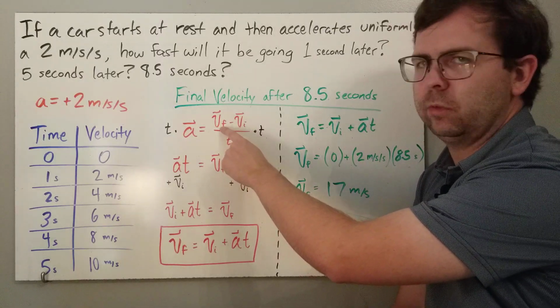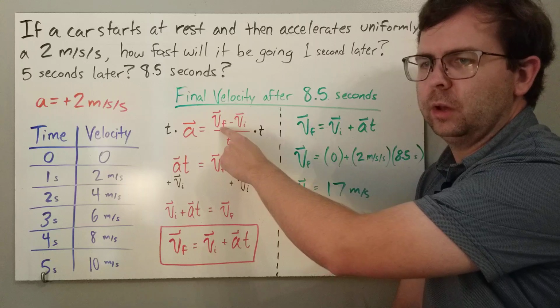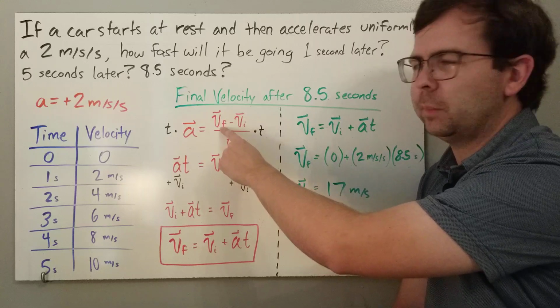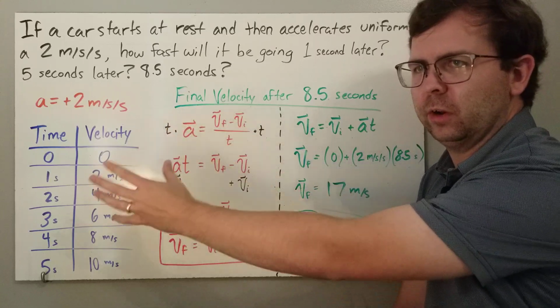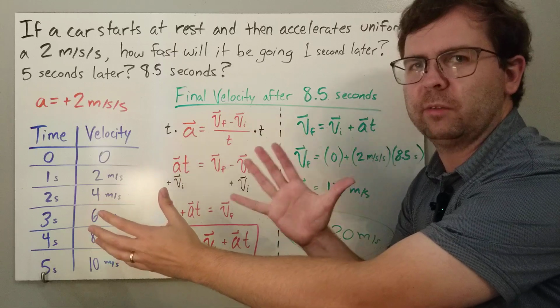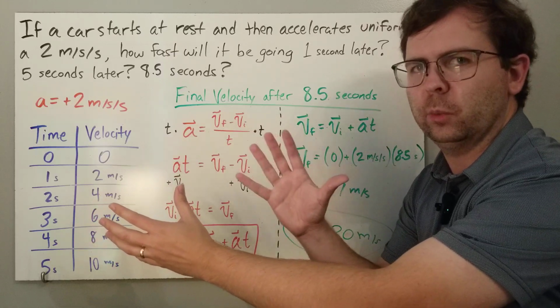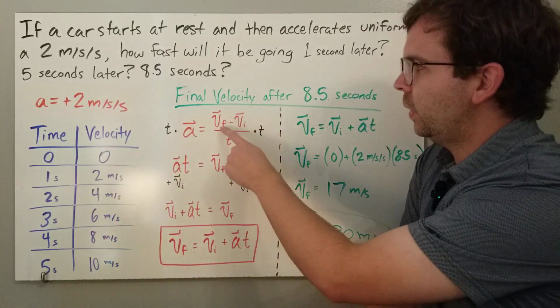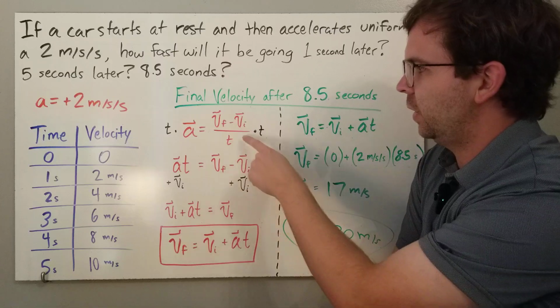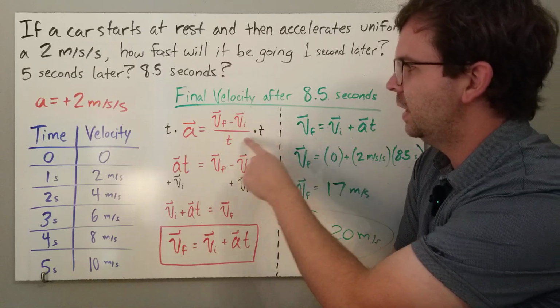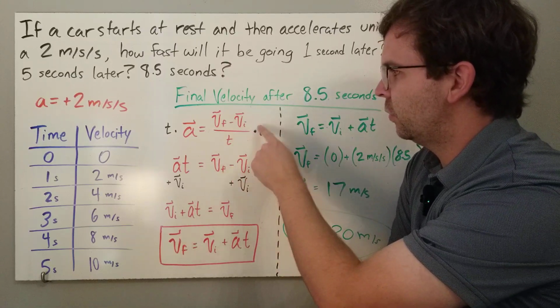We want this final velocity basically isolated by itself in the equation, so we can set it on one side of the equation and set everything else on the other side so we know what it's equal to. To do that, we need to get it out of this fraction. We need to multiply by t over here to undo this division.